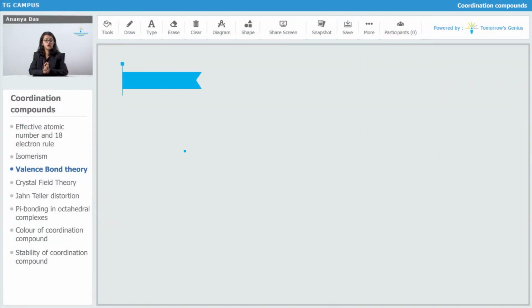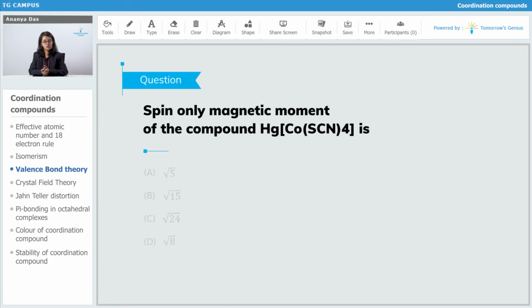Next we are going to do a question on the magnetic moment. So we have a complex and we have to calculate its magnetic moment. First of all, you're going to determine the oxidation state of cobalt here. So that's going to be Hg plus x plus 4 into SCN. Hg has a charge of 2 plus, x plus 4 into minus 1 is equal to 0.